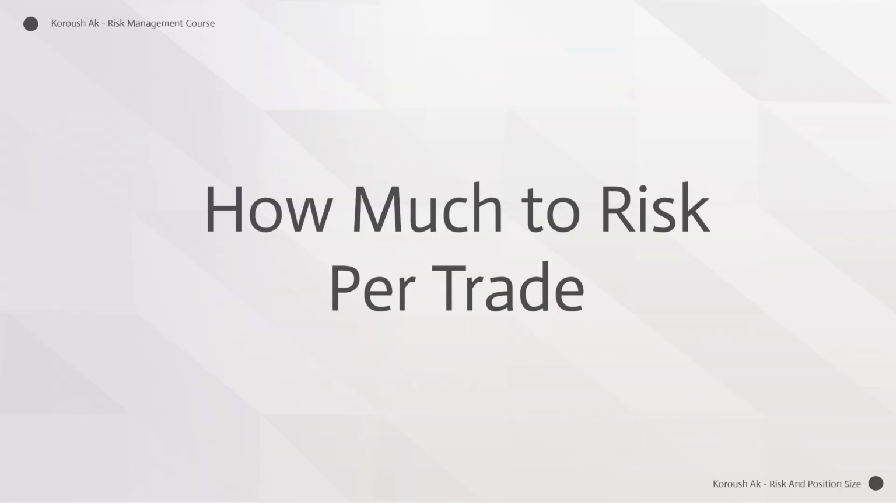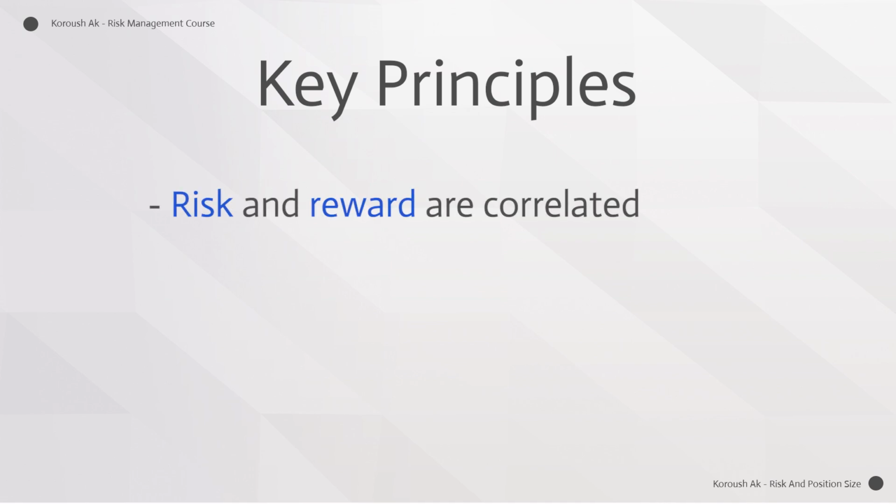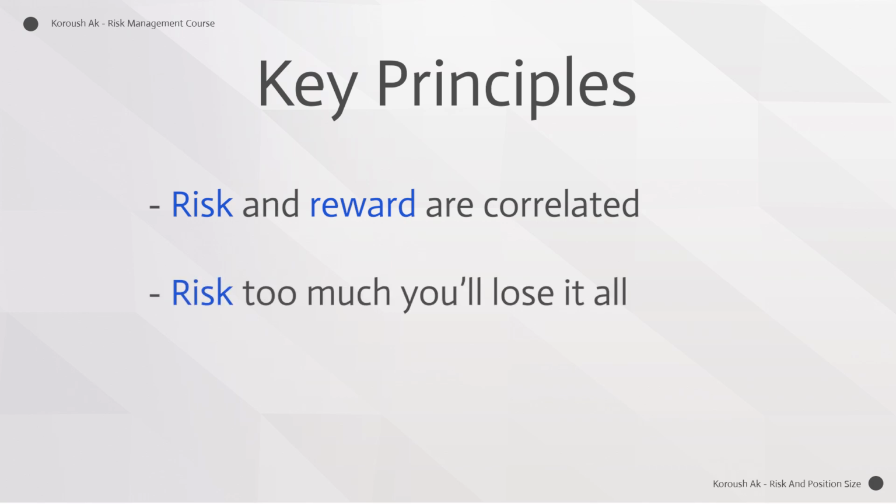How much to risk per trade? We'll begin by going over the key principles. The first of which is that risk and reward are correlated. This means that if you increase risk, you increase reward. If you decrease risk, you decrease reward. There are exceptions to this relationship, but they are extremely rare, and when they are found, they only last a limited amount of time. Our next key principle builds upon this, and that is the concept of how much we risk. If you risk too much, you stand to lose everything you have.